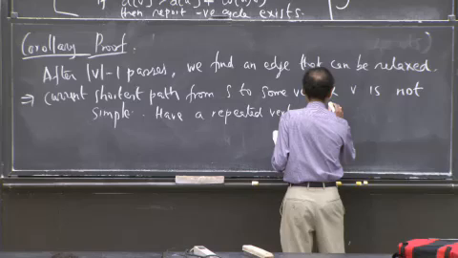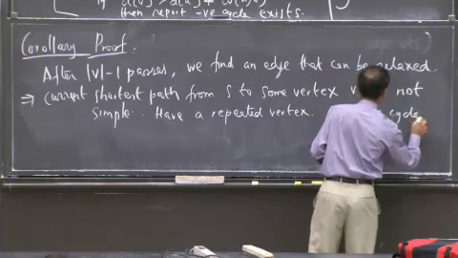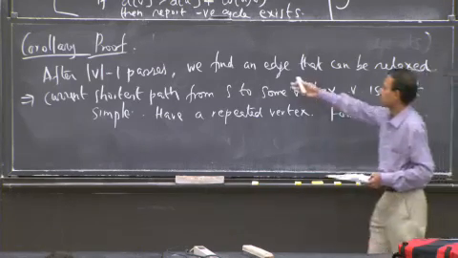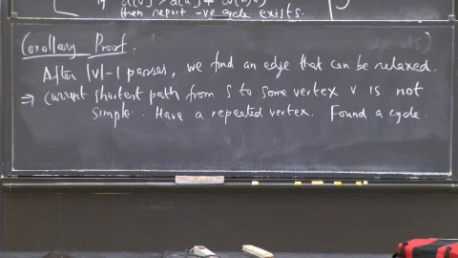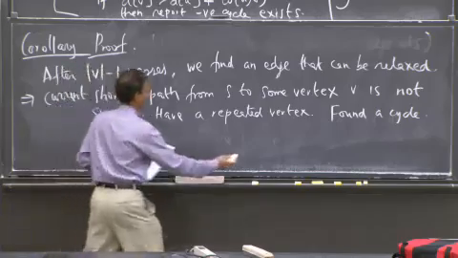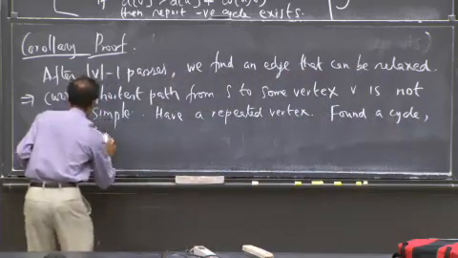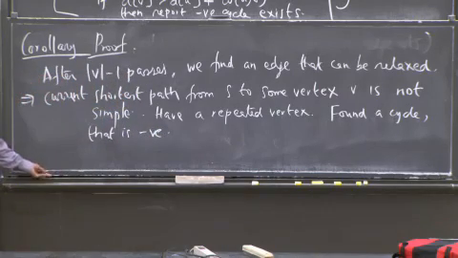That's the same as I found a cycle. And it's a negative weight cycle because I was able to relax the edge and reduce the weight after I added a vertex that caused a cycle. All right? And so this cycle has to be negative weight. Found a cycle that is negative weight. All right, that's pretty much it.